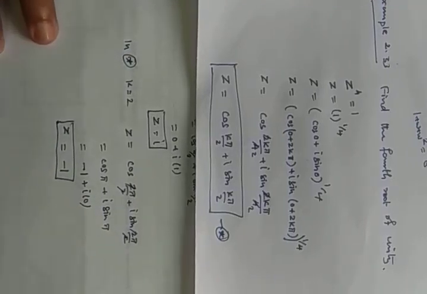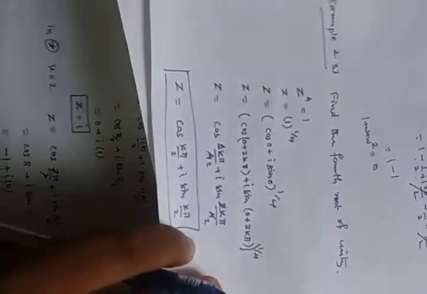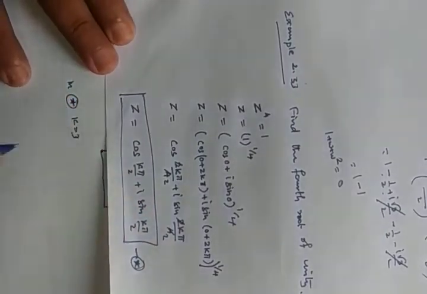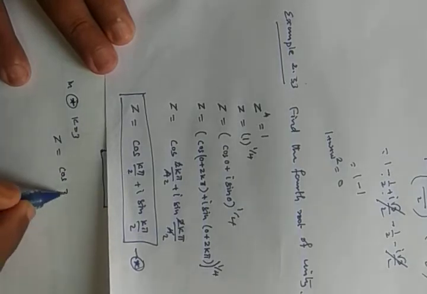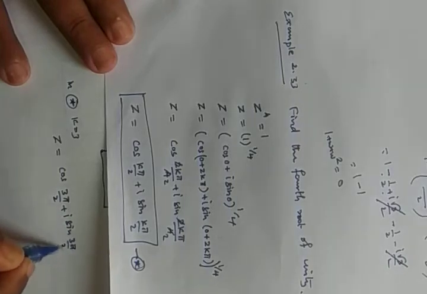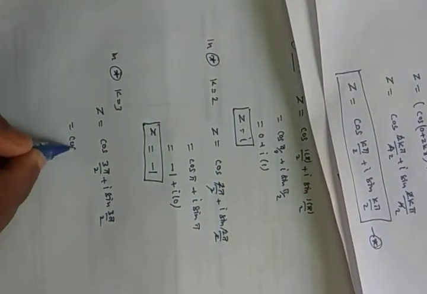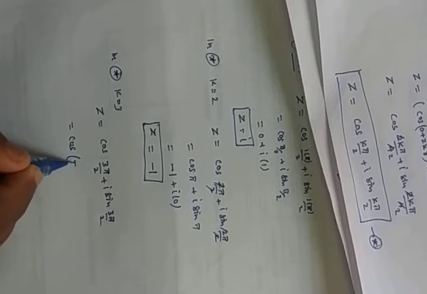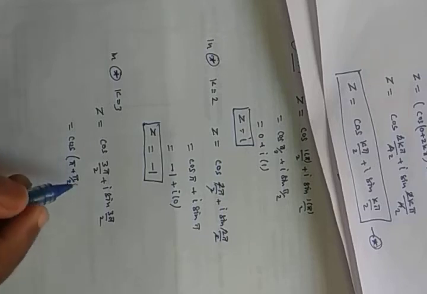Now finally we need to put k = 3, because k goes up to 3. Again in star we put k = 3 here. So z = cos(3π/2) + i sin(3π/2). Again we need to split this one: this is cos 270°, so π plus π/2. 2π plus π is 3π, so 3π.